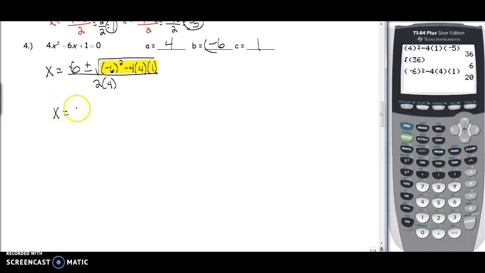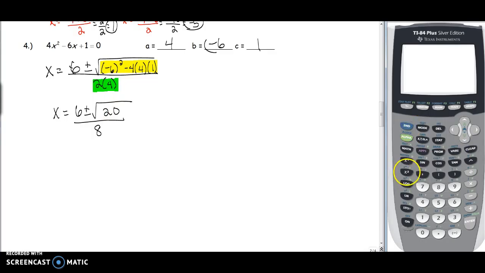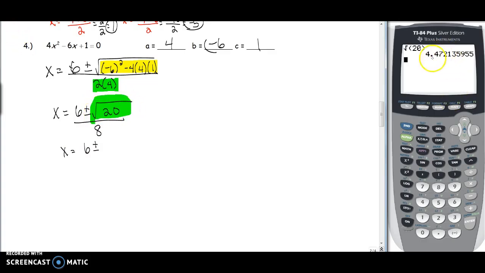So now we have x equals 6 plus or minus the square root of 20 all over, let's do this, 2 times 4. What's 2 times 4? If you said 8, you're correct. Okay, so this is going to be a decimal. So let's go ahead and do second square root 20, close your parentheses, and hit enter. This is a lot of decimals. Let's round to the nearest tenth. Okay, so you look at the 7 and know you have to round up. So we have x equals 6 plus or minus, and we just put this whole thing right here into our calculator, and we got 4.5 divided by 8.